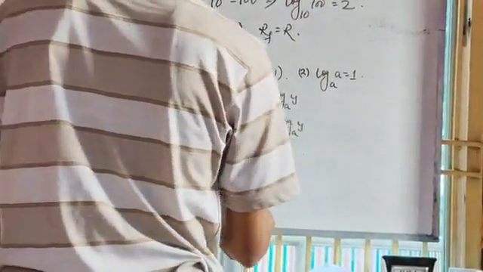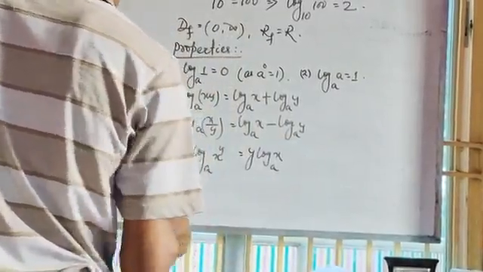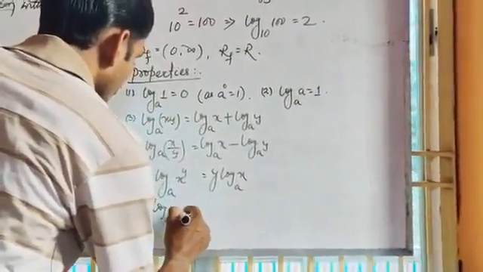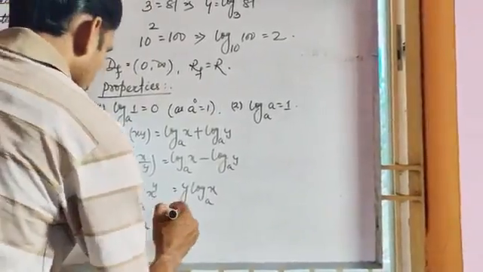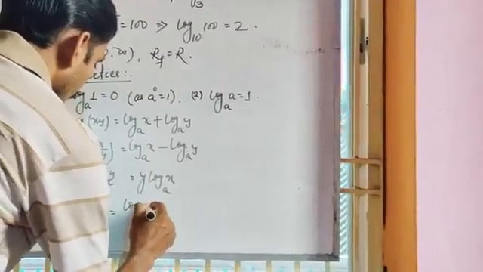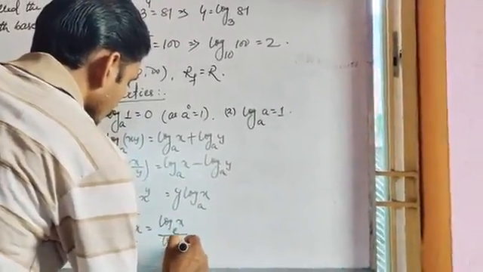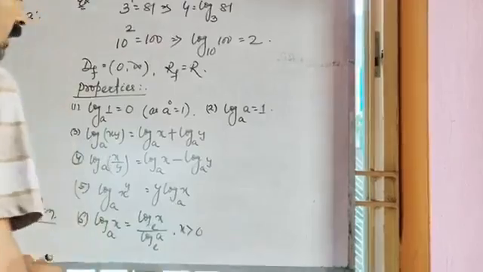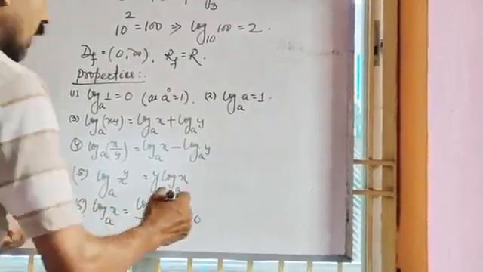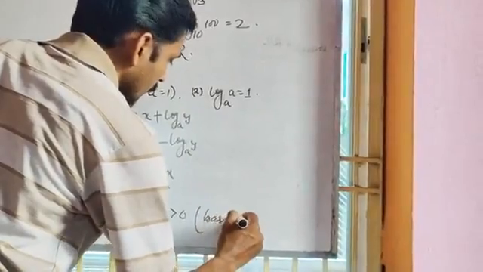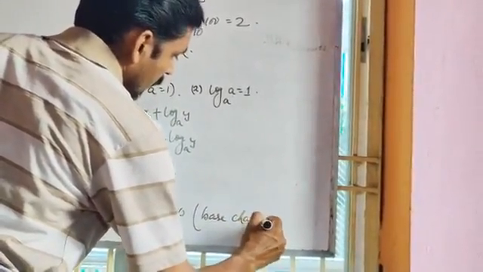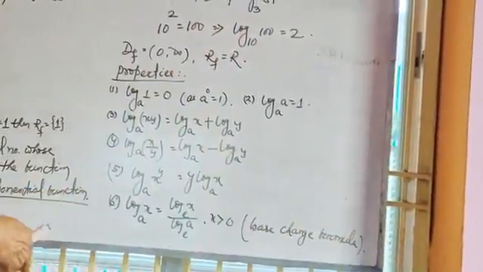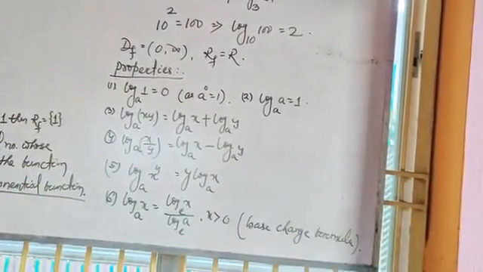Number 6 is log a x. So there you can write it as log e x by log e a, where x is always greater than 0. This is called the base change formula. This formula is known as the base change formula.